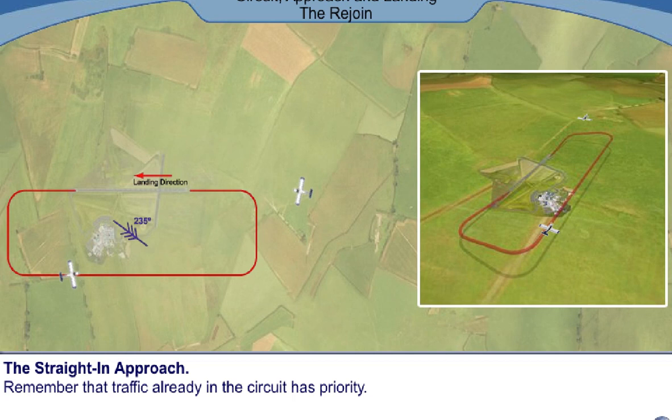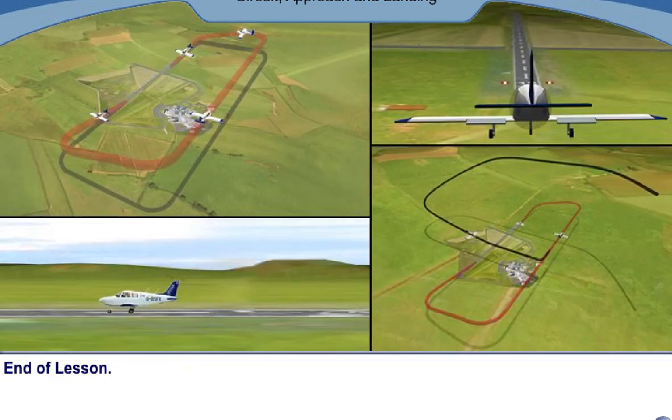Remember that traffic already in the circuit has priority, and your aircraft must be positioned on final approach such that aircraft on base leg are not forced to overshoot. That concludes the briefing on circuits, approach and landing.